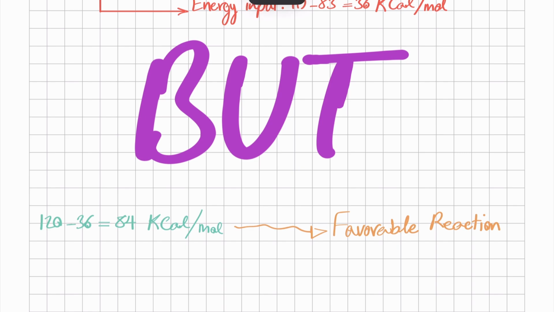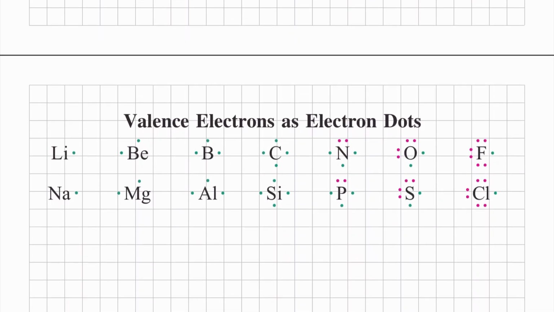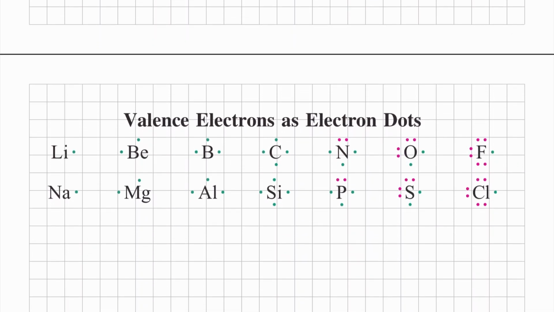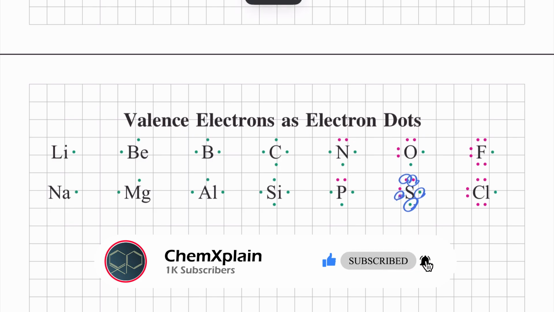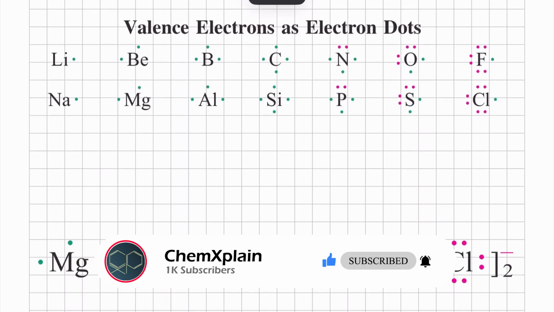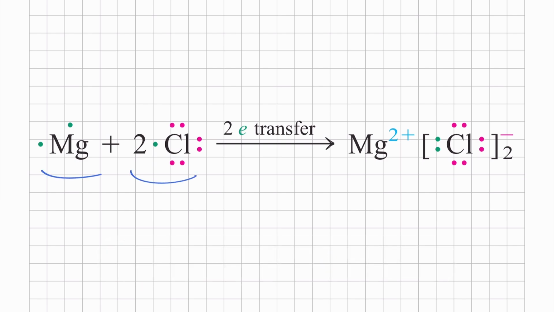Let's practice the last topic and wrap this up. The electron dots model is a convenient way of showing valence electrons. Here, dots show the number of electrons in the outer shell. As an example, the reaction of magnesium and chlorine is illustrated using the electron dots model here.